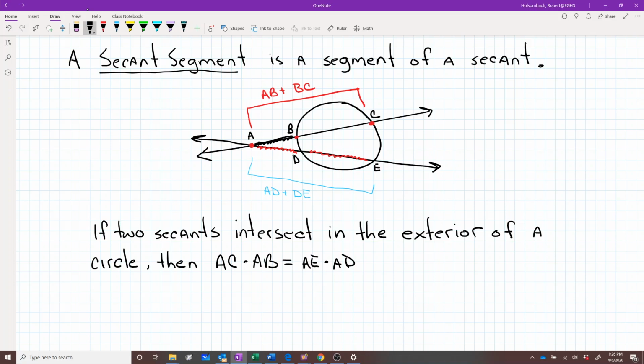Okay? And again, be very careful here. It's going to be this entire segment times this outside piece. That will be equal to this entire segment times this outside piece. Okay? So let's do a few examples now.